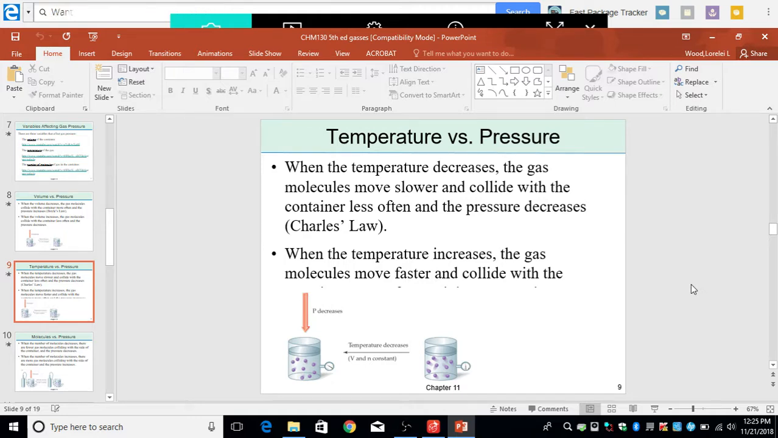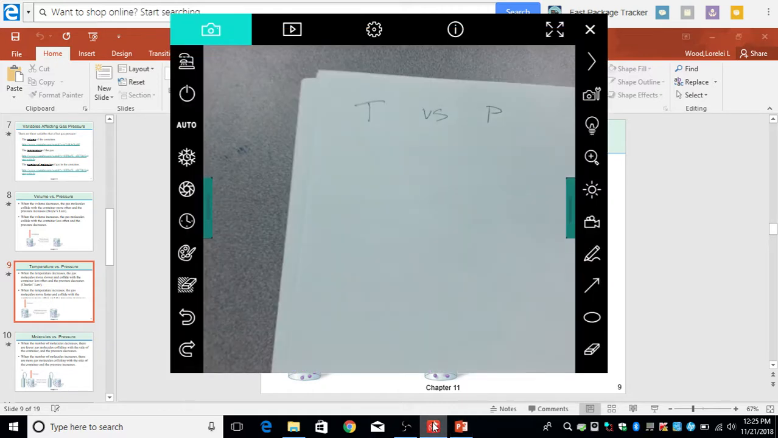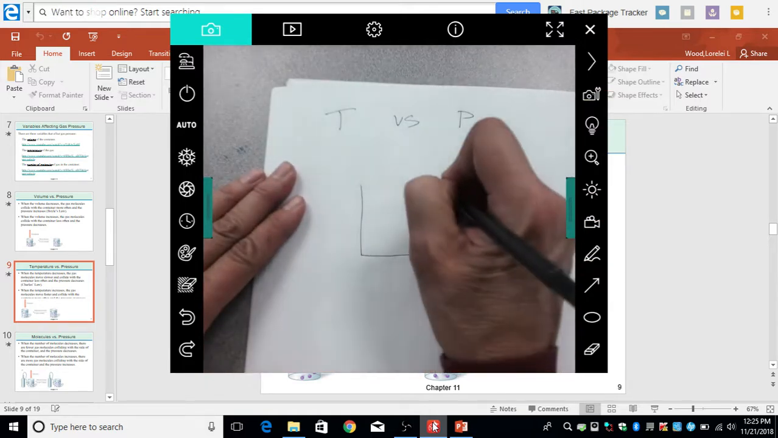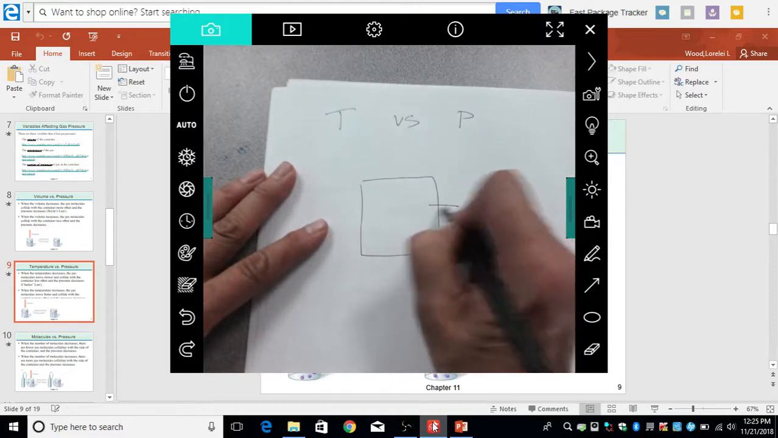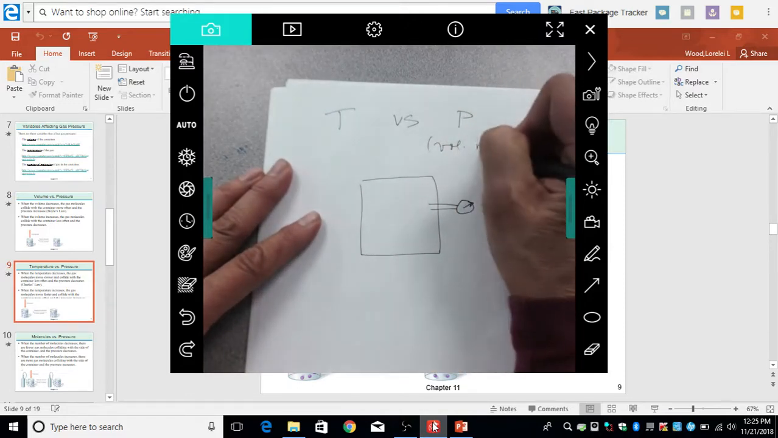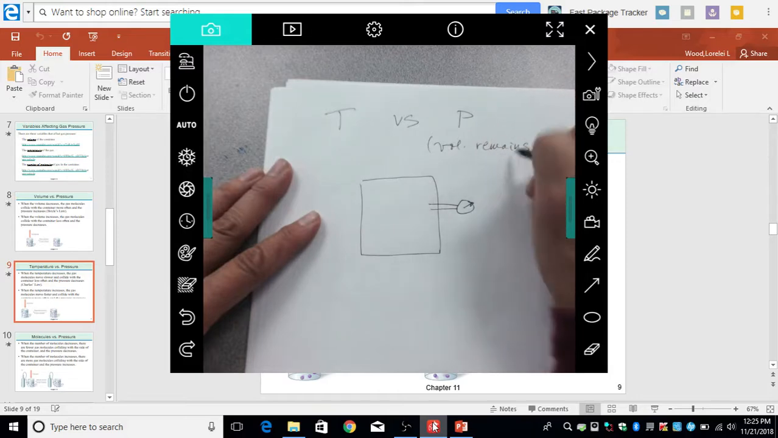All right, so temperature versus pressure. So let's think about that in the relationship of the variables. Now I have a container where the size does not change. I'm going to keep the size the same, so volume remains constant.